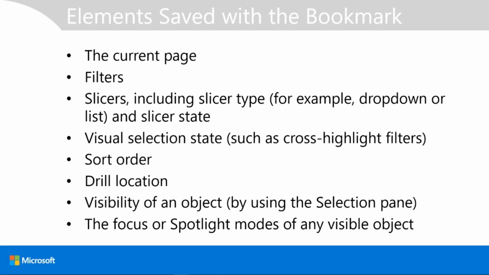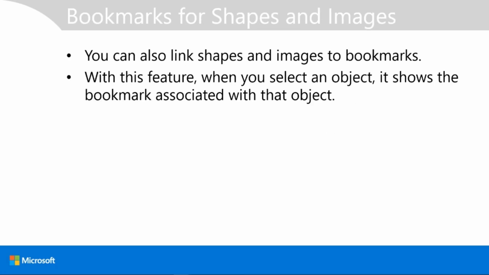So the elements that are saved with the bookmark are the current page, filters, slicers, including the slicer type, so for example, dropdown or list, and slicer state, visual state selection, such as cross-highlighted filters, sort order, drill location, the visibility of an object by using the selection pane, the focus or spotlight modes of any visible object. You can also link shapes and images to bookmarks. So with this feature, when you select an object, it shows the bookmark associated with that object.